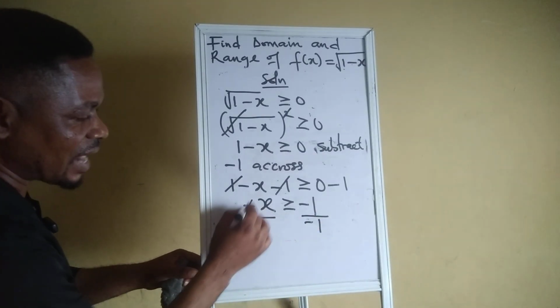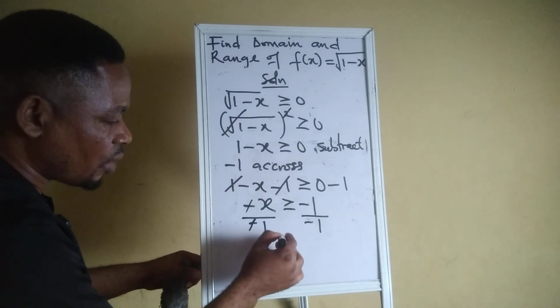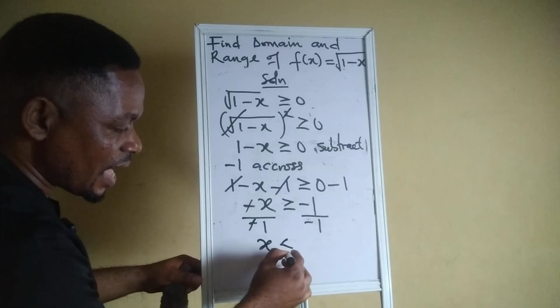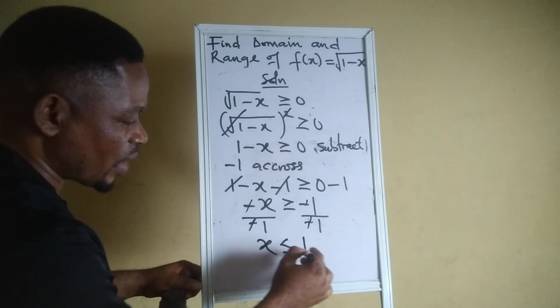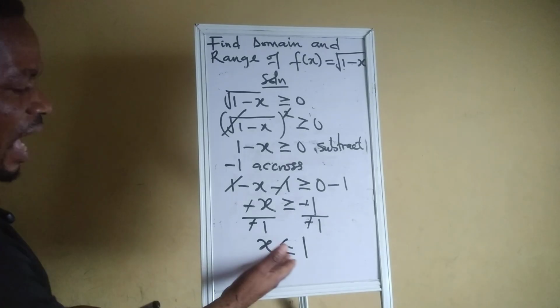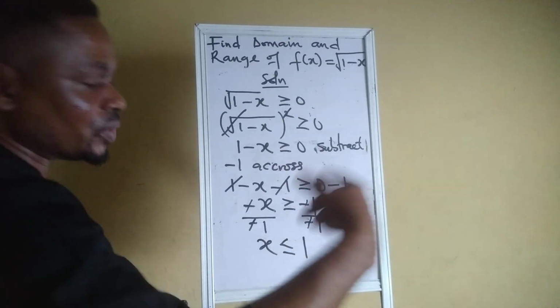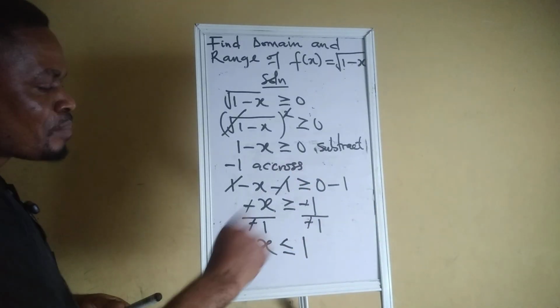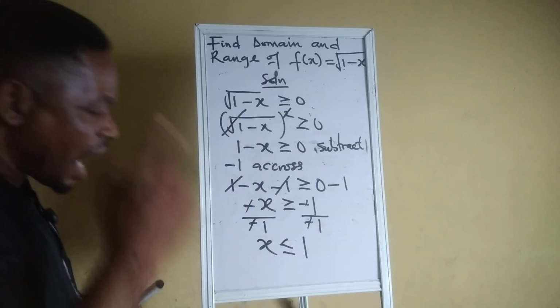Divide here also by minus 1, so that minus can cancel minus. x over 1 will give you x. This greater than will now change to less than. Are you with me? Less than or equal to. Minus will cancel minus, and then this one is 1. Can you now see? I have seen the domain already. Because it is less, it means that it is tending to negative infinity, and the maximum value of the domain of x here is 1. How do I write it?